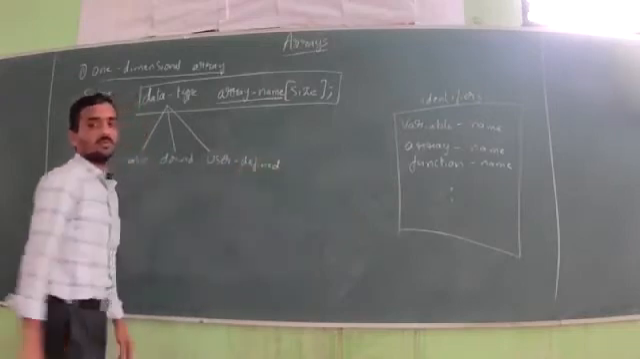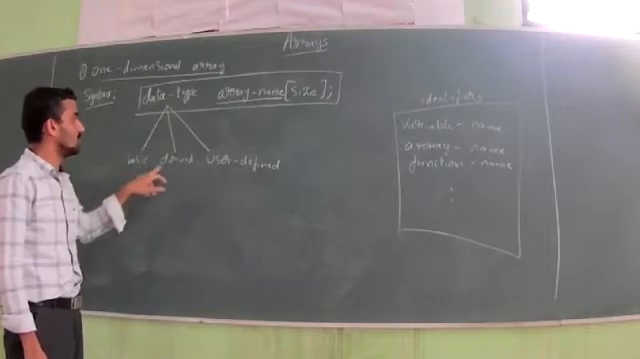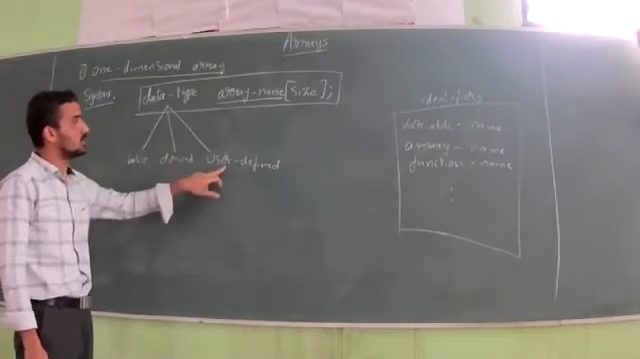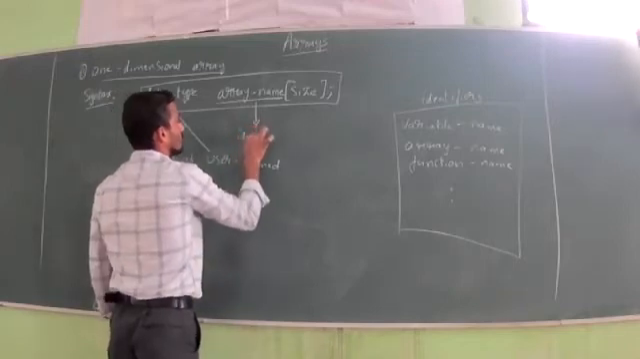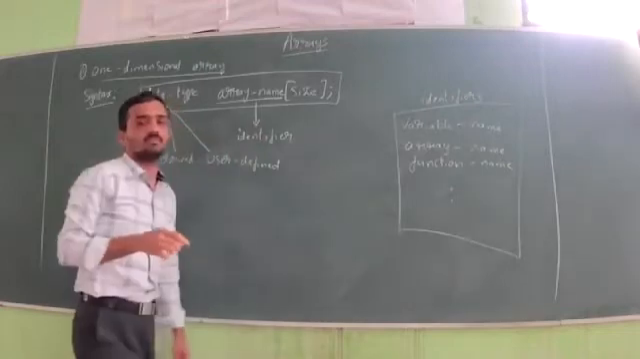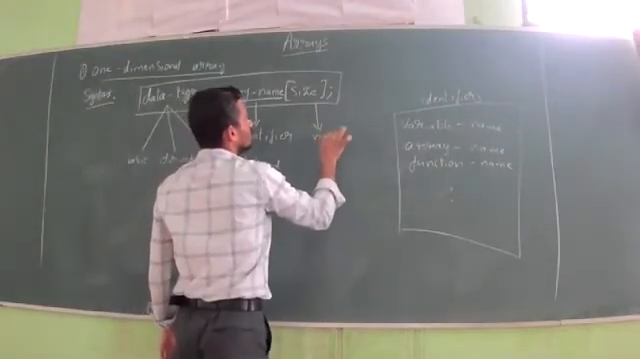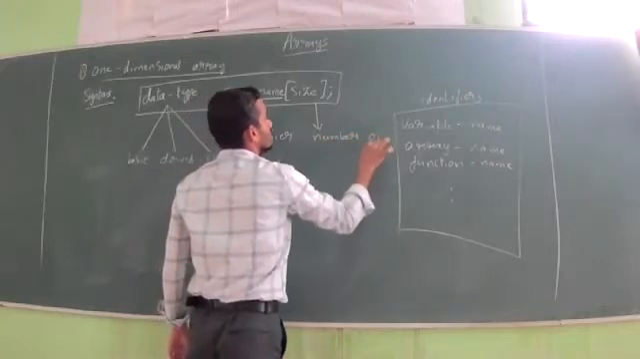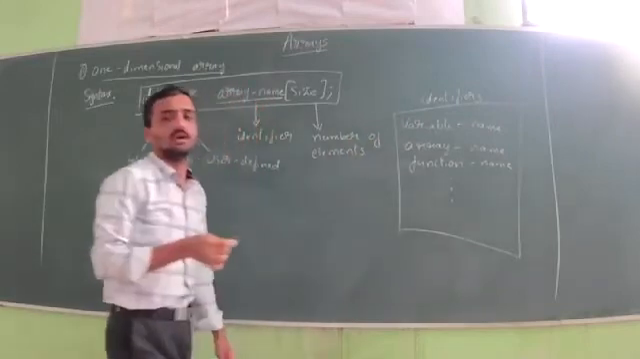So data type, whatever we are using here, can be a basic data type, a derived data type, or a user defined data type. And array name is nothing but the identifier. And size indicates the number of values we are storing. You can consider elements or values, number.